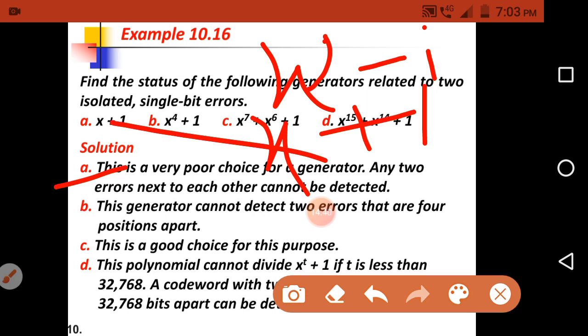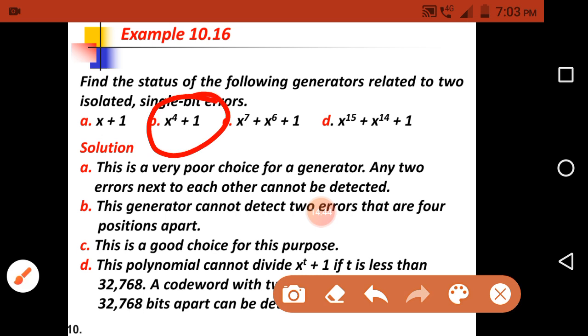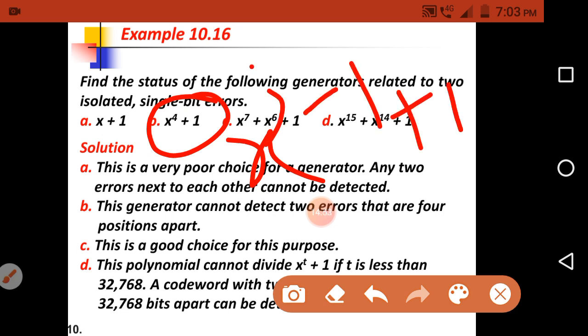So if it divides to 0, it cannot detect the two single bit errors. Next, take the second one, x raised to 4 plus 1. Here also it is the same. If there is an error, the equation is x raised to j minus i plus 1. The distance between the errors is 4.